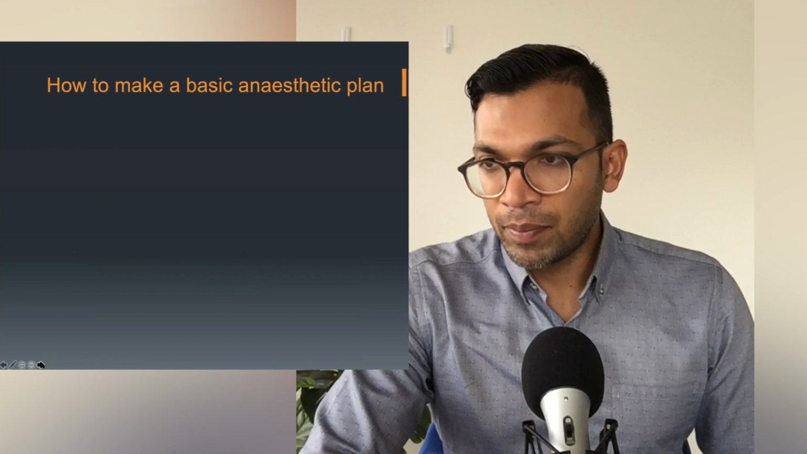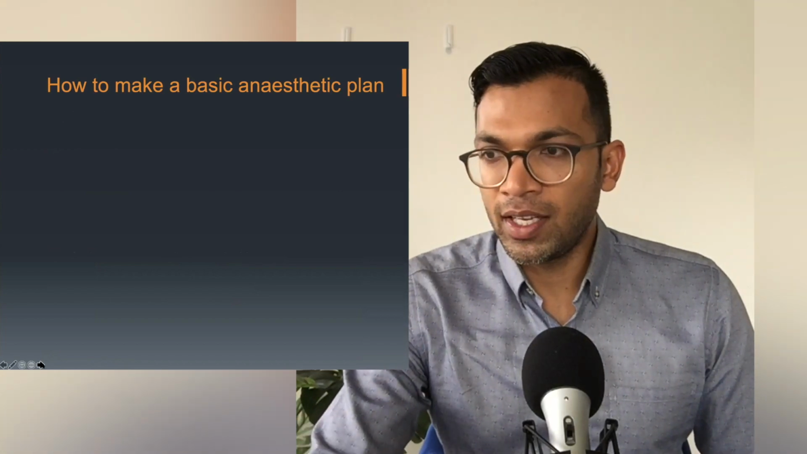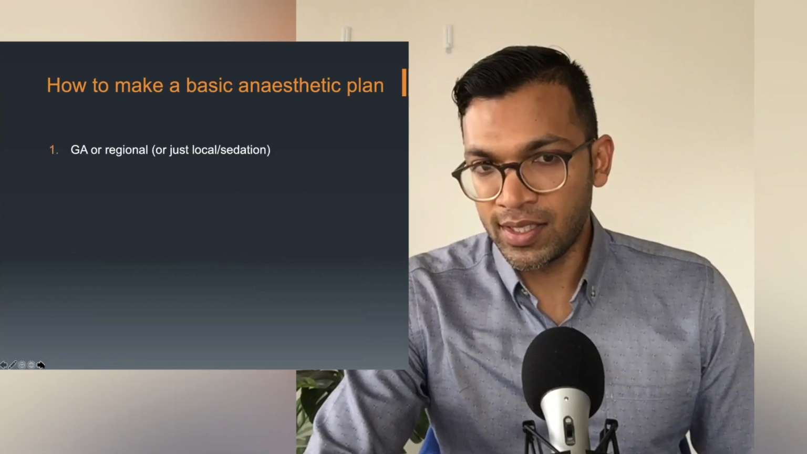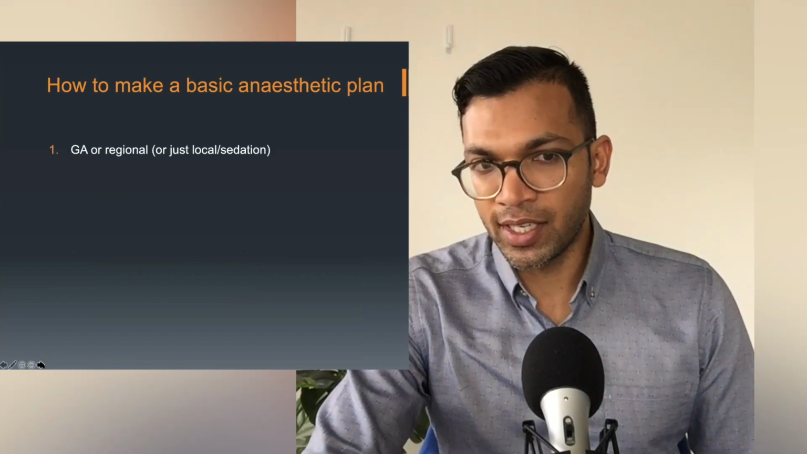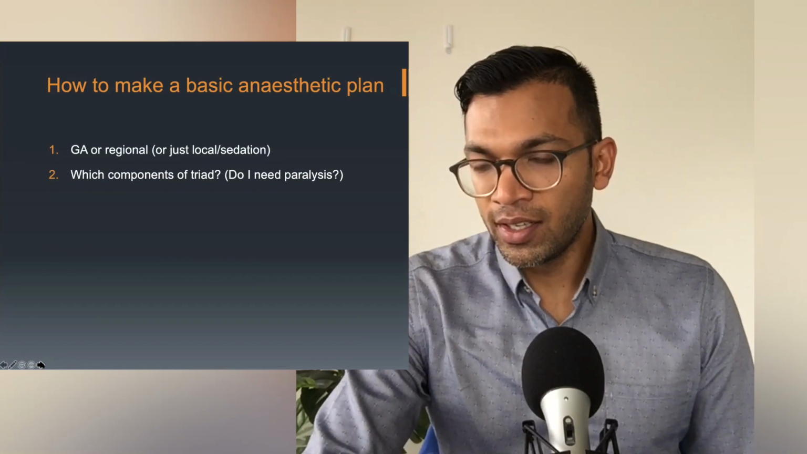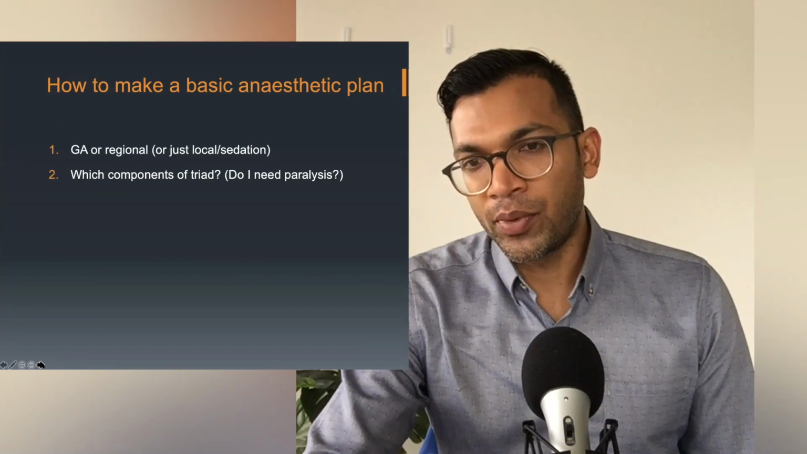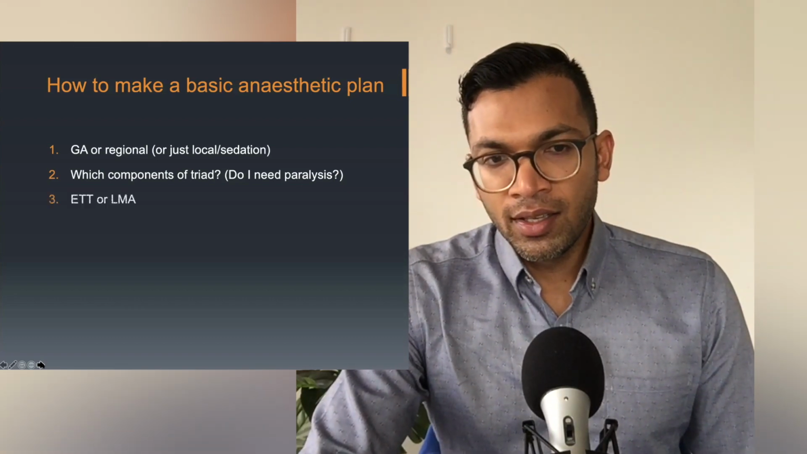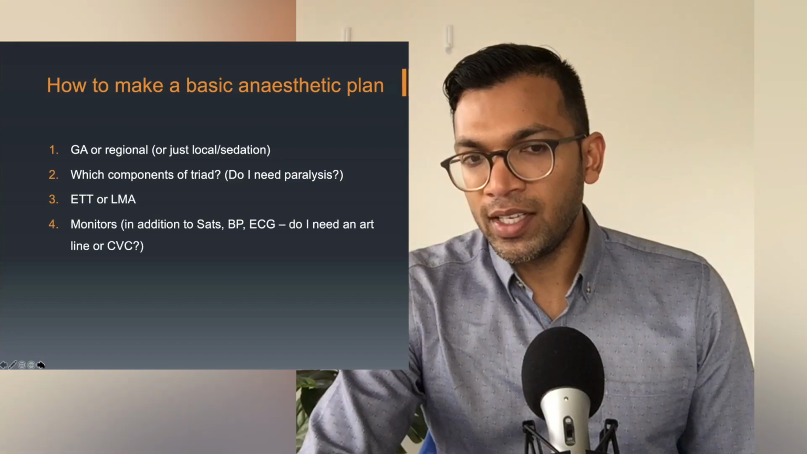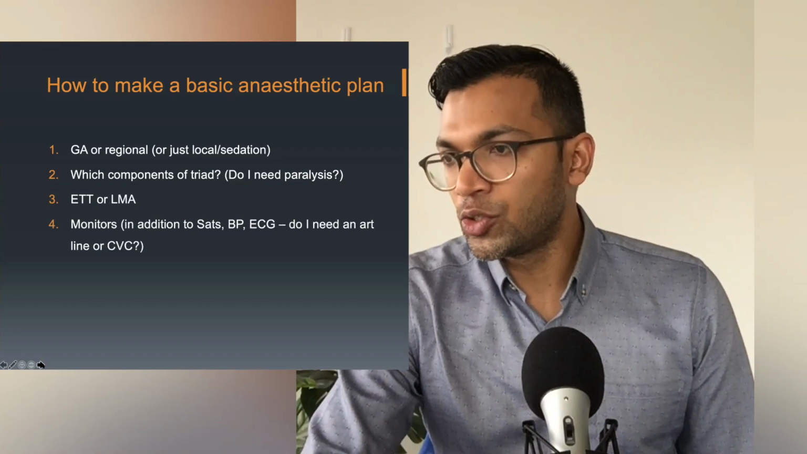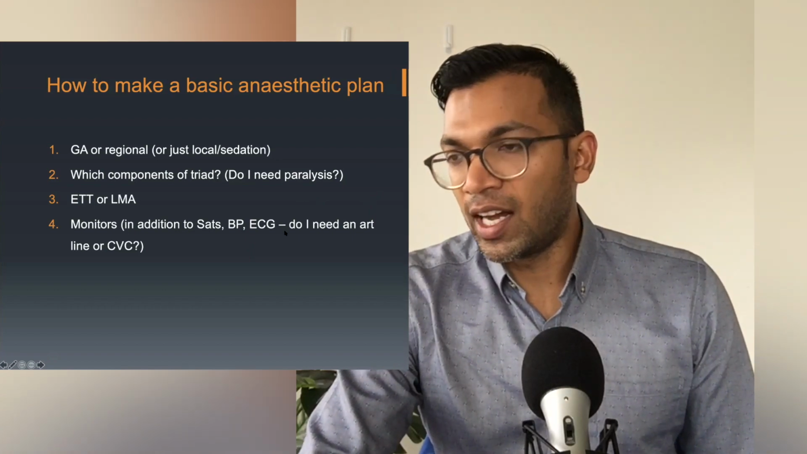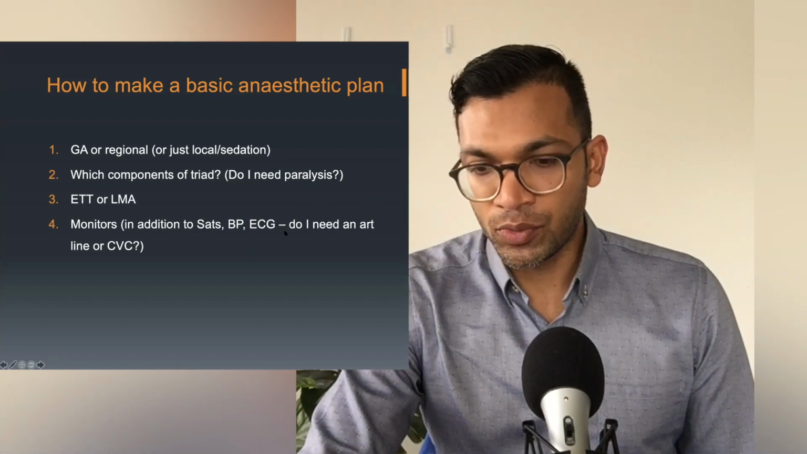So your basic anesthetic plan, that you'll time and time again in your first 3 months have to make decisions on, is simply these things: GA or regional or just local with sedation. Which components of the anesthesia triad do you need? And often that question is really, do I want paralysis or not? Do I want an ETT or an LMA? And do I need any additional monitors aside from all the usual things that the nurse will probably have ready? So do I need an art line or a CVC is often that question as well.